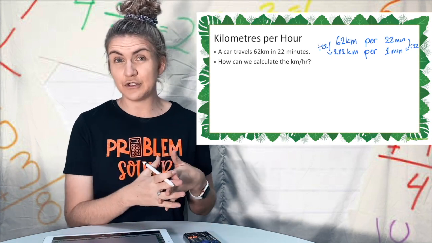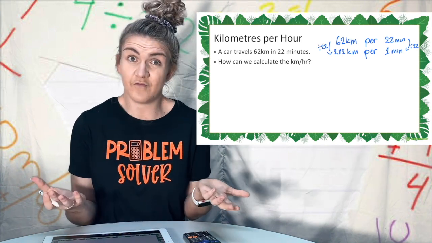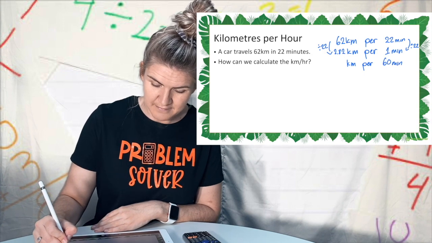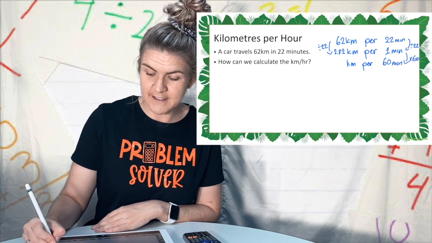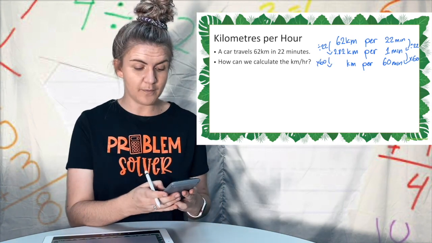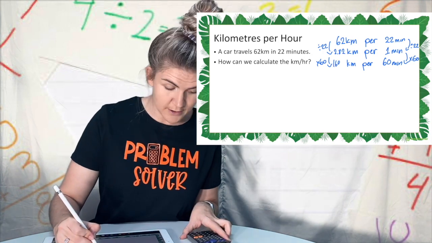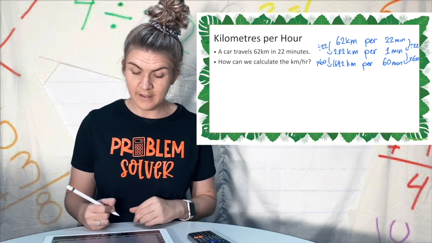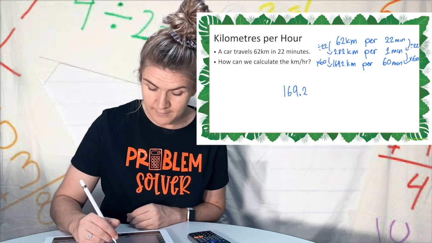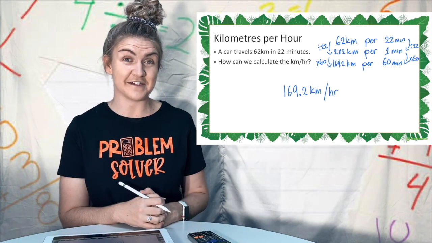So it's 2.82 kilometers in every minute, but I want per hour because that's the most common rate. So I want kilometers per 60 minutes. So of course I'm going to have to times by 60. Times by 60. So I'm taking 2.82 times by 60 is 169.2. So my kilometers per hour is 169.2 kilometers per hour. Really speeding car there, isn't it?